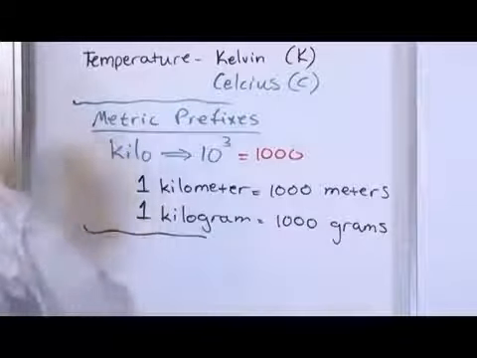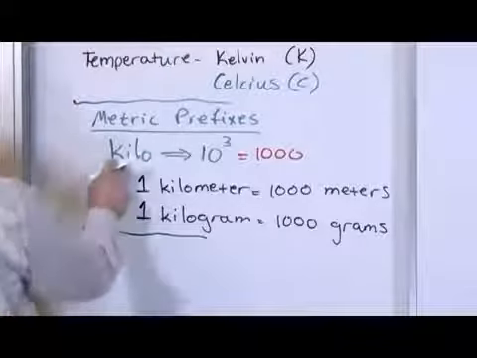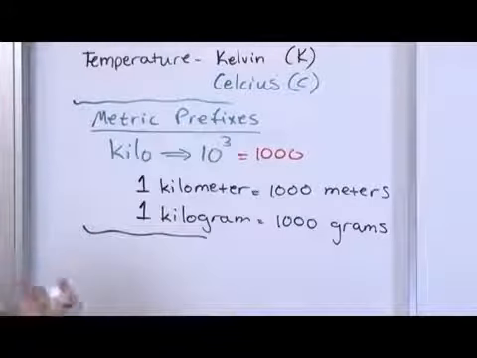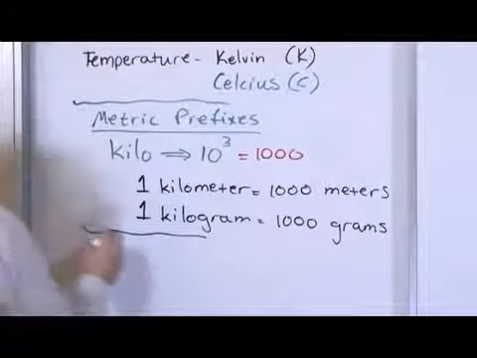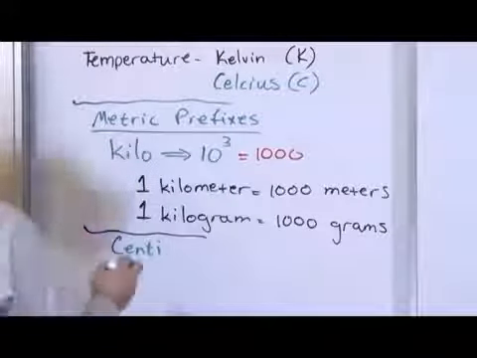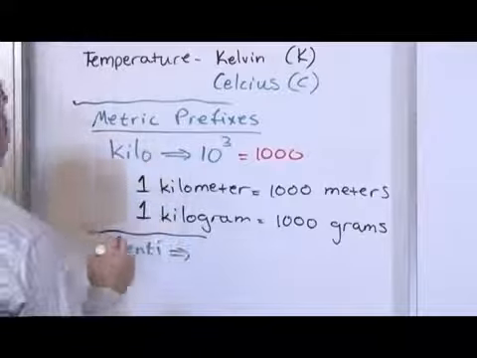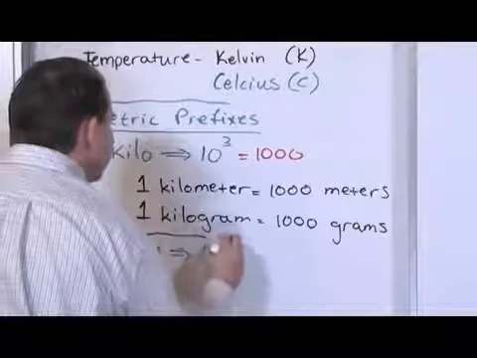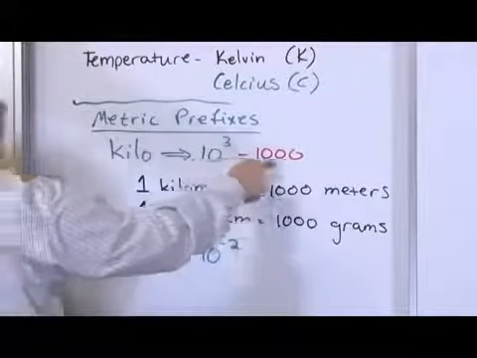And let's talk about, instead of kilo, this is a pretty big unit. Kilo is large, right? It sort of sounds large even. What about centi? That's another unit or another prefix. And centi is 10 to the minus 2. See, this is 10 to the 3 for 1,000.